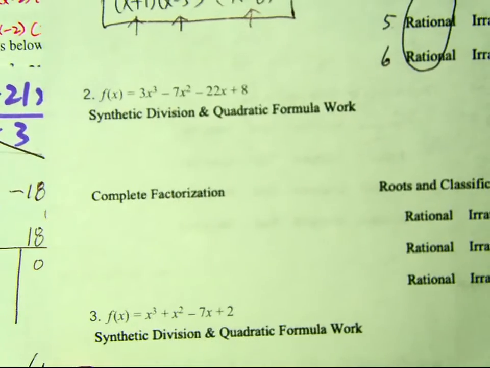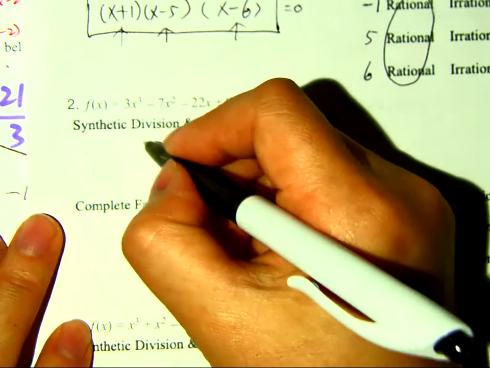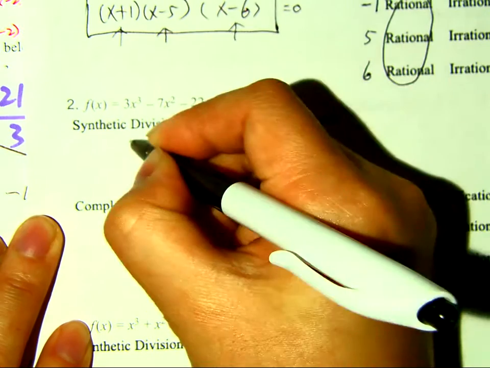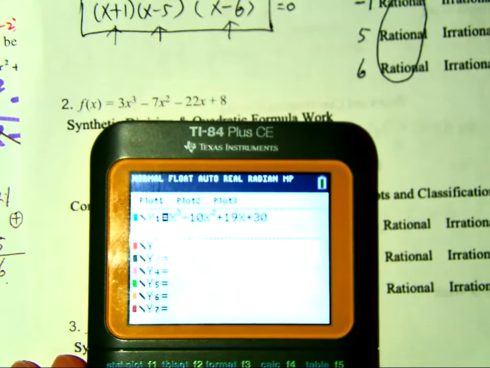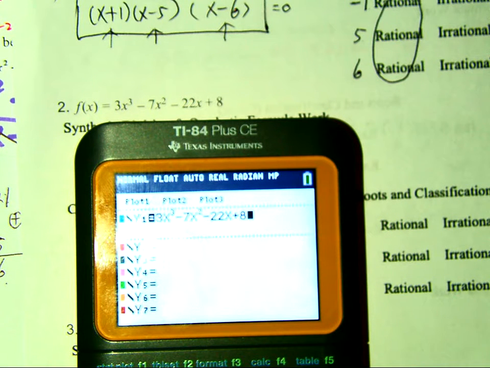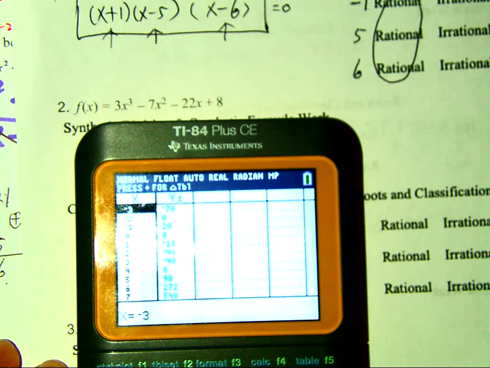Okay, let's look at number 2. Same thing. Bring down the coefficients: 3, negative 7, negative 22, and 8. We need to divide by something. Which number we need to divide by depends on the calculator. So let's go to y equals again, and then let's type this whole function: 3x cubed minus 7x squared minus 22x plus 8. Go to table. Let's find out which x value makes the y value equal to 0. We have a negative 2 and a 4.